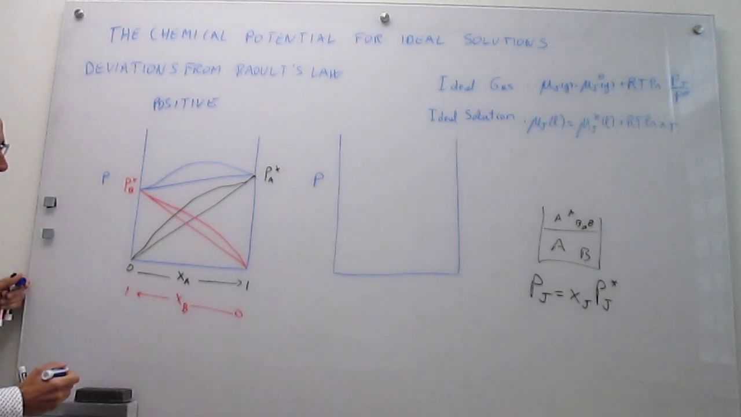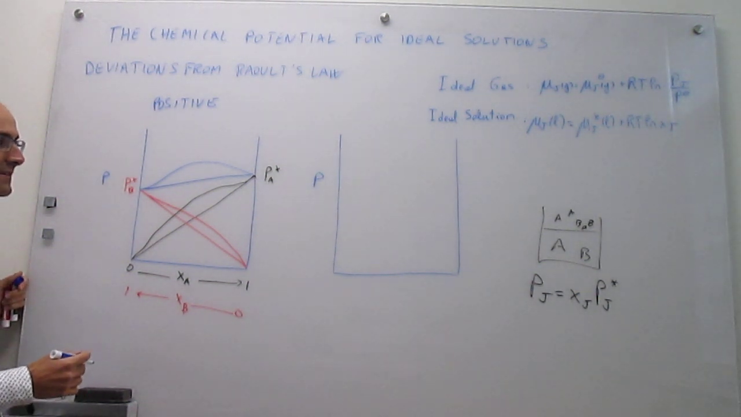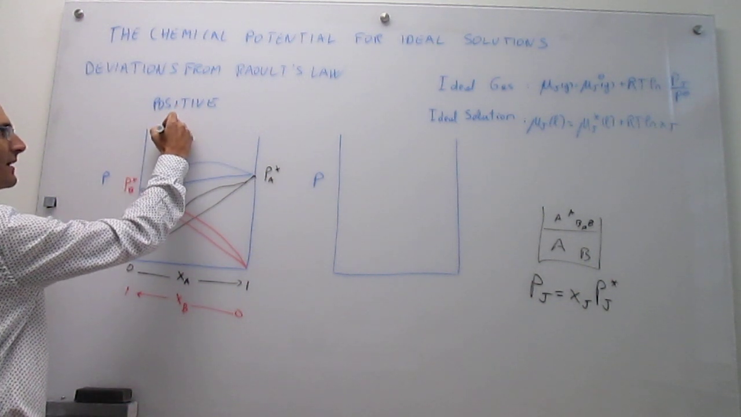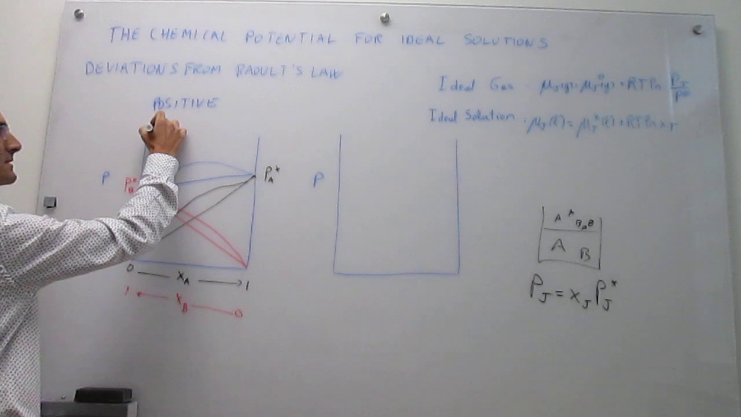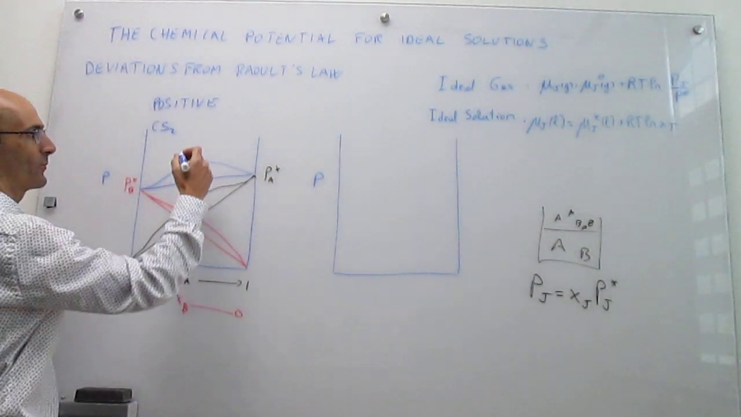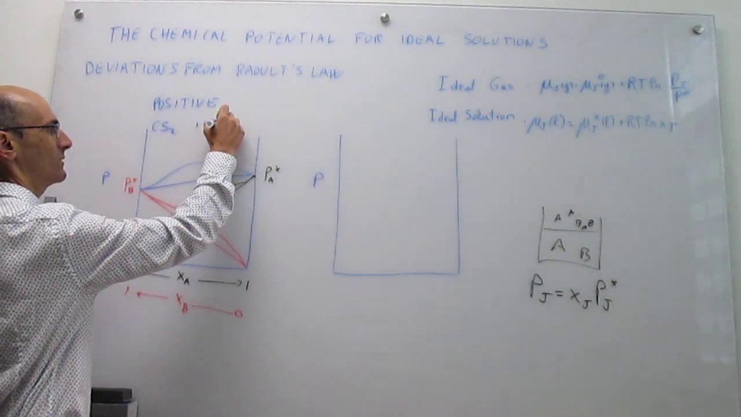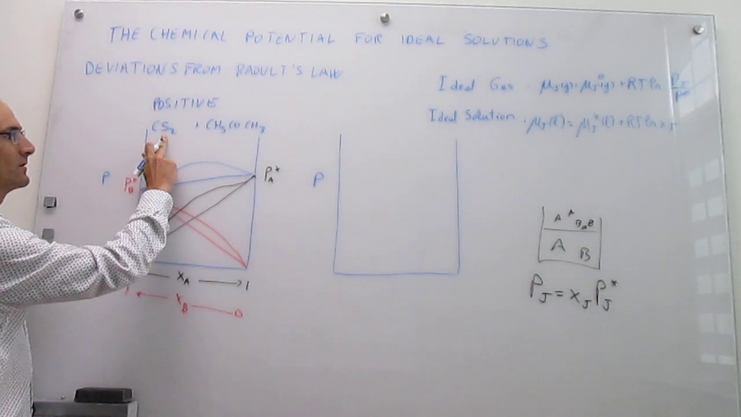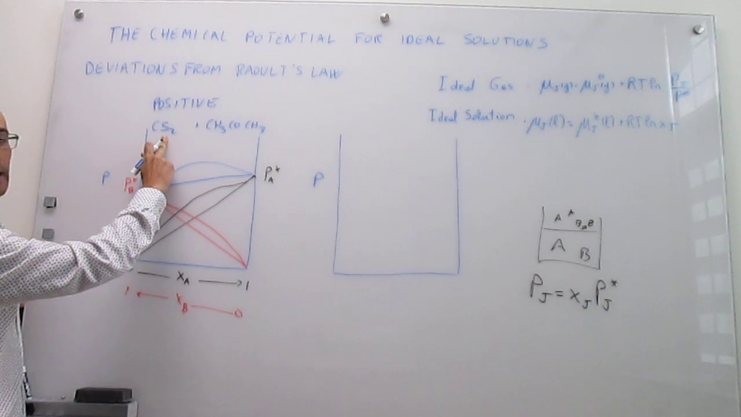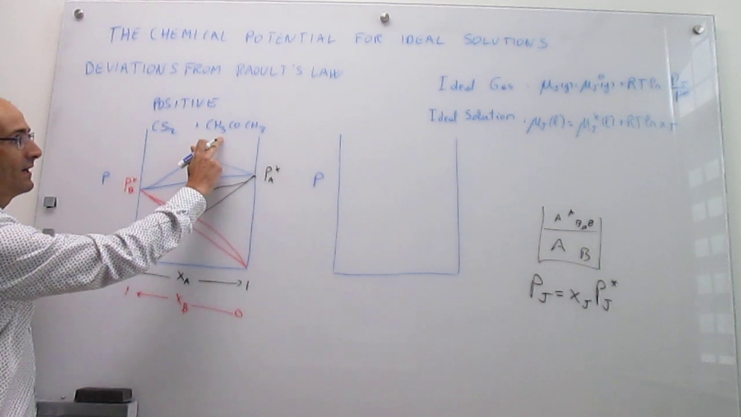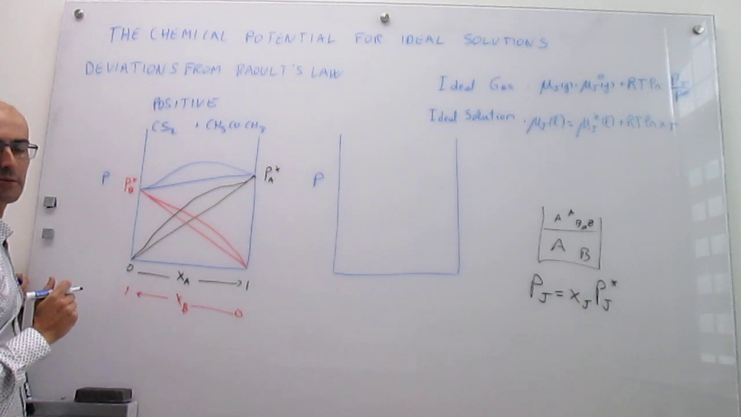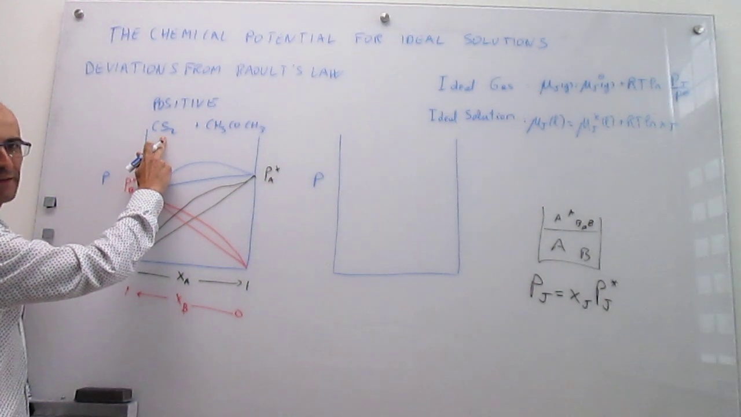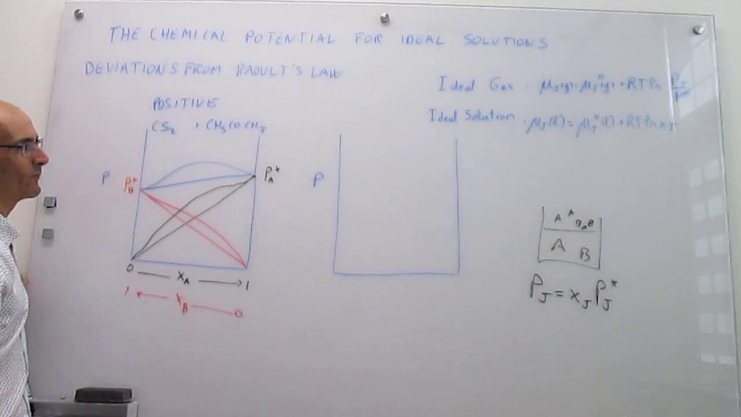Okay, so for example, an instance of this type of positive deviation will be a solution formed by carbon disulfide, which is this liquid, and acetone or propanone, which is CH3COCH3. Notice that this molecule does not have a dipole moment, it's apolar, and that molecule has a dipole moment. Right, so the way that they're going to interact with each other is not the same as carbon disulfide interacts with carbon disulfide and propanone with propanone.